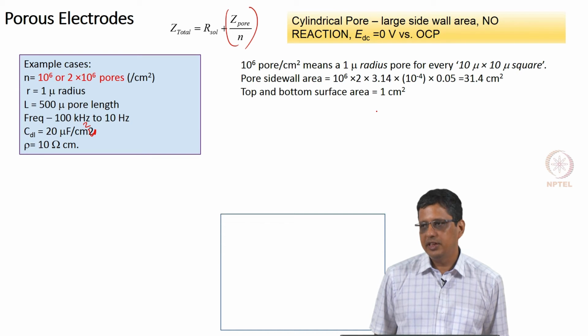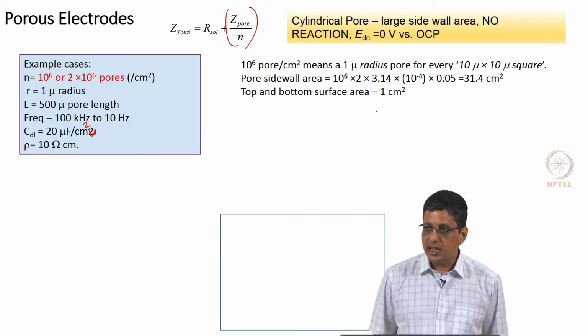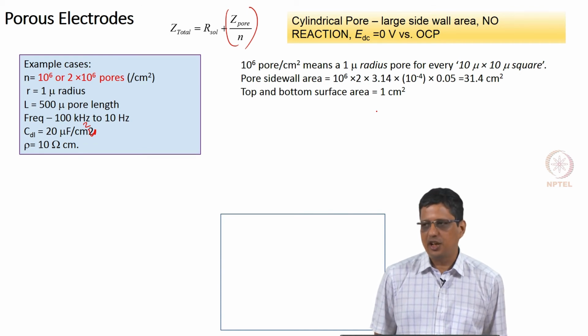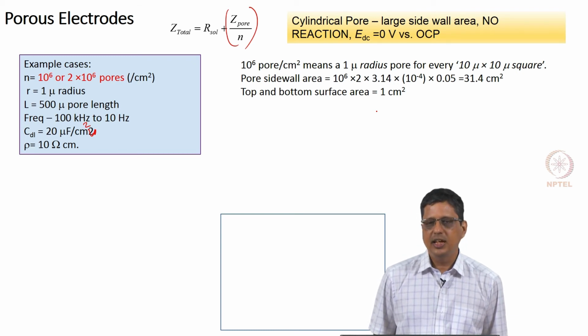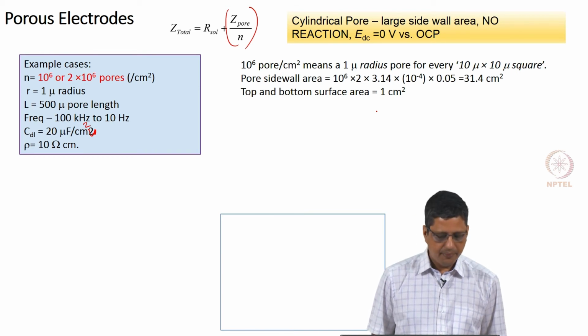So, you should have some feel for the numbers. You can't just put 1000 pores of 1 micron radius and assume the sidewall area is negligible, because 1000 is a large number, you can't neglect the sidewall area in that case. I mean, you can't neglect the front and back area in that case. In this case, you are justified to say I lose 3% of area, I am okay with that. Okay.